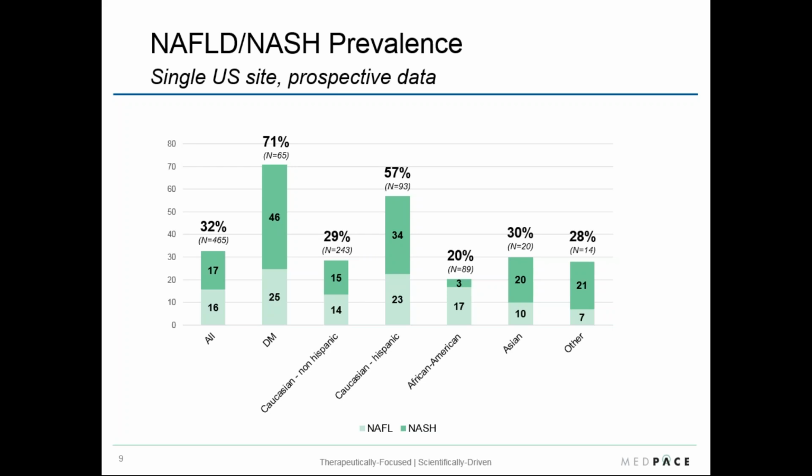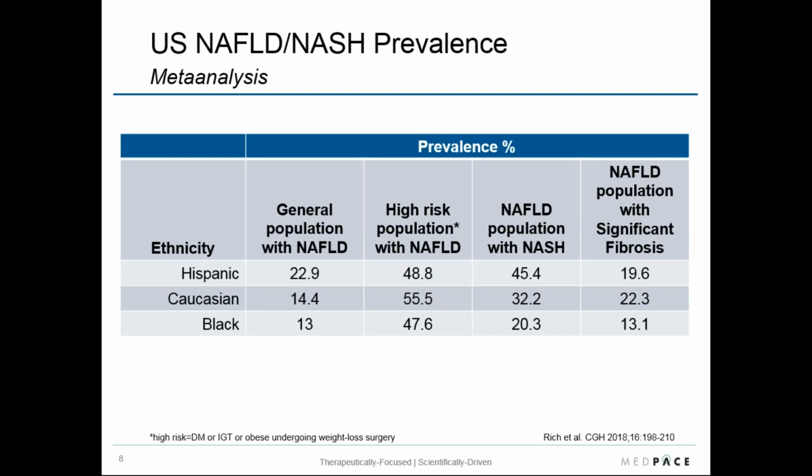But there are a couple of caveats, when we look at the data a little closer, that are worth mentioning to the group, and that is focusing on diabetics. If you're a diabetic, 71% have fatty liver. That's in keeping with the published literature. But more importantly, almost half of them have NASH. I think that's a number that people tend to overlook a bit. And getting back to the prior meta-analysis slide that Rich looked at in CGH, this data tends to agree with that.